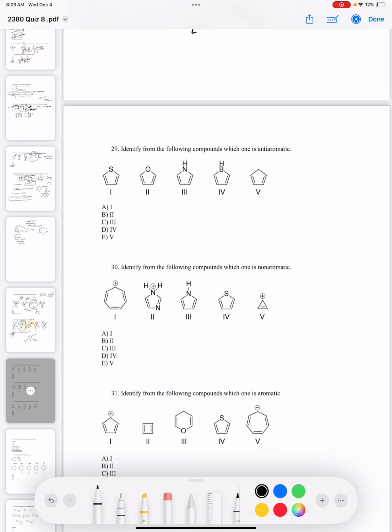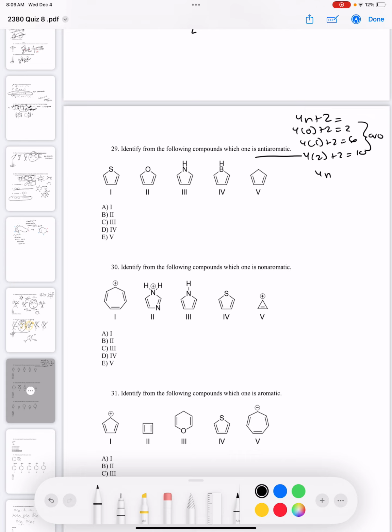Now identify from the following compounds which one is anti-aromatic. So Huckel's rule says that 4n plus 2 pi electrons, where n is any whole number, so it could be 0. 4 times 0 plus 2 is 2. 4 times 1 plus 2 is 6. 4 times 2 plus 2 is 10. If you have these numbers of pi electrons, it's going to be aromatic.